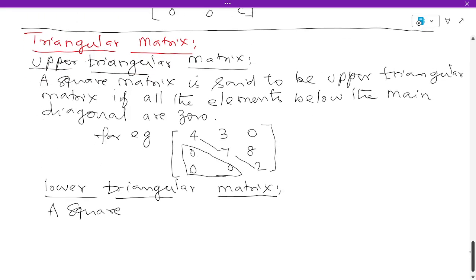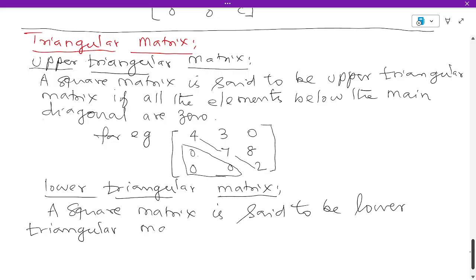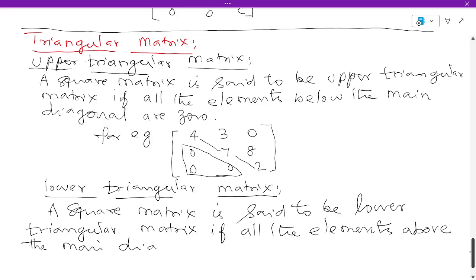See, in the upper triangular matrix, below the diagonal all the elements are 0. For the lower triangular matrix, above the main diagonal these elements are 0, then it is said to be a lower triangular matrix. A square matrix is said to be lower triangular matrix if all the elements above the main diagonal are 0.